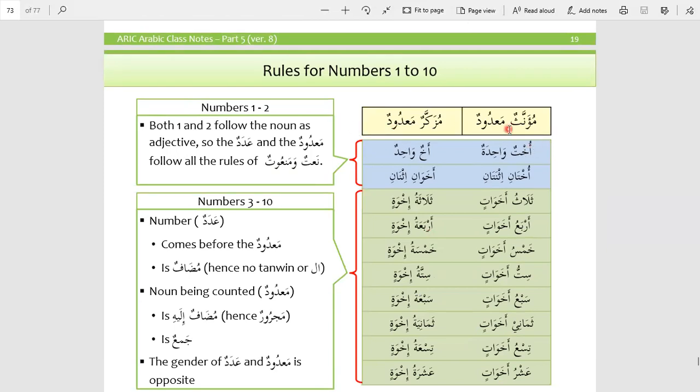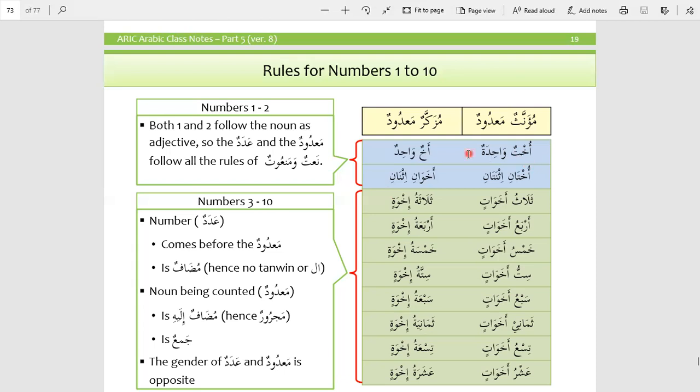We've got mudhakar, mu'annath, maudud. We said maudud is the counted. So both 1 and 2, they follow the same rule. The noun is the adjective. So the adad, the number, and the maudud follow the same rule as nat and manut. If you still remember in previous lessons, we said nat and manut are the same. They follow the same in number, they follow the same in case, everything is the same. So this is the other way of seeing it.